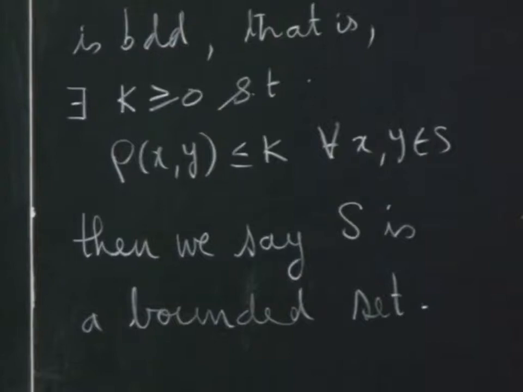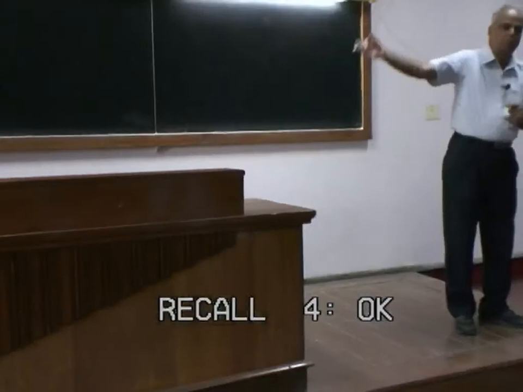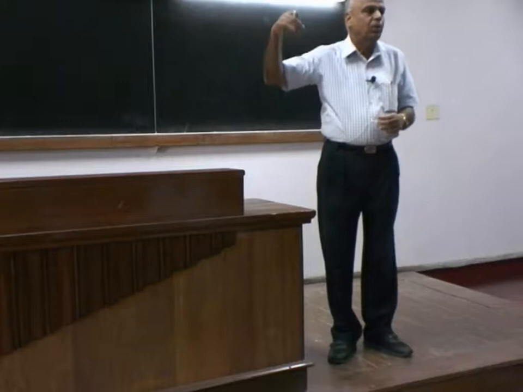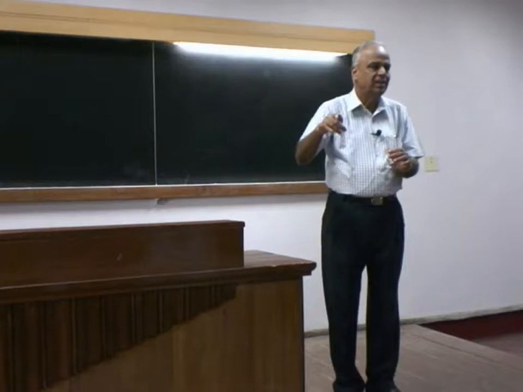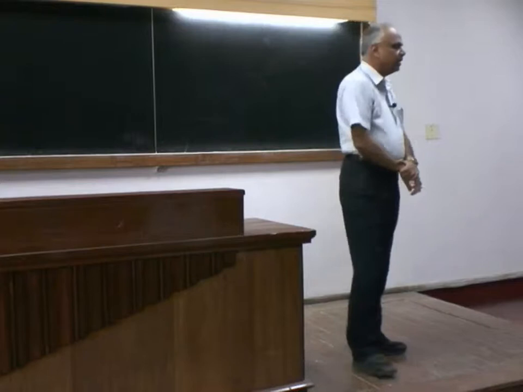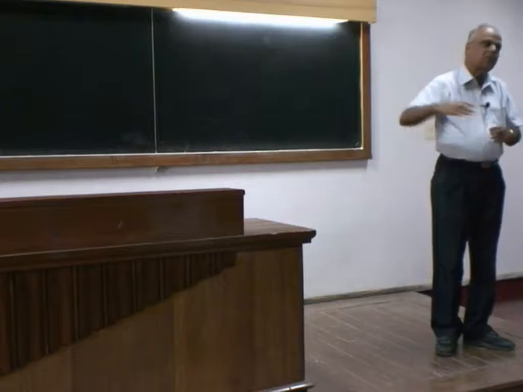If this set of numbers is not bounded, what does that mean? For any number, there will be a pair of points whose distance will be more than that. You can beat 1, you can beat 2, you can beat 3, and so on. In other words, given any integer n, there will be a pair of points x_n, y_n such that rho(x_n, y_n) will be greater than n. That means there will be a sequence of pairs whose distance goes off to infinity.